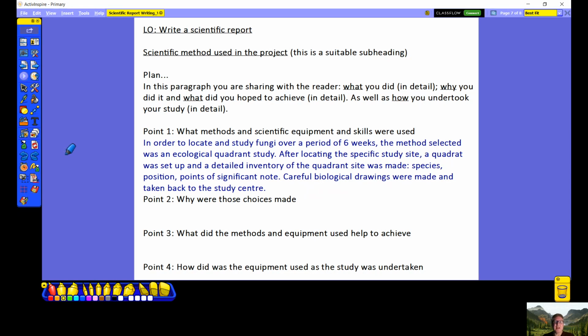So pause, have a think about that, and just check through the features that I've used. How would you apply that to your study, and how would you continue? So pause the video and have a reflection.